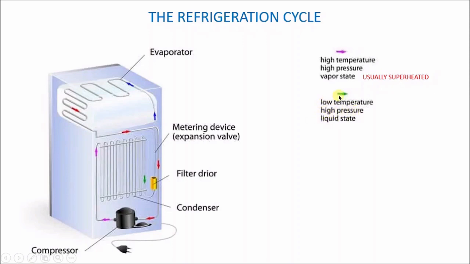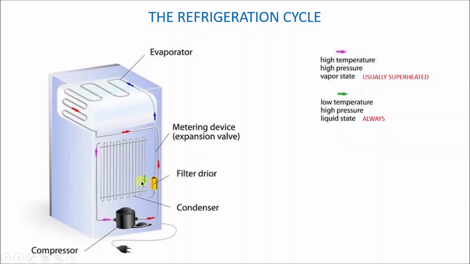So that is why you see where we have the green arrow after the condenser, we have a low temperature, but the pressure is still the same pressure that you had after the compressor, okay? It's still a high pressure. And the state of the refrigerant after the condenser is liquid, and it is always in the liquid state after the condenser. Very, very important.